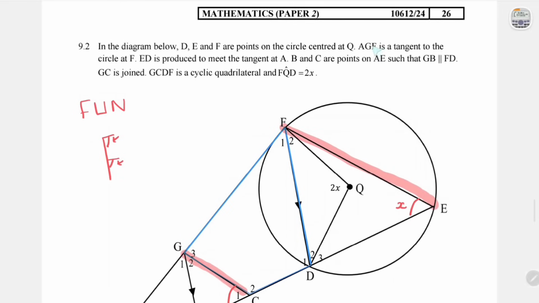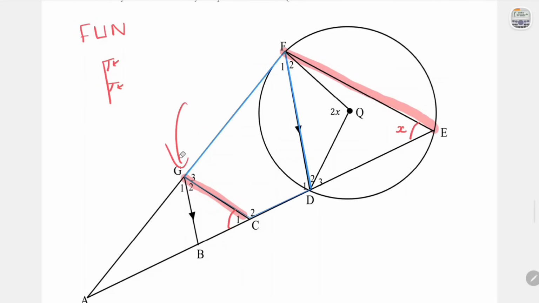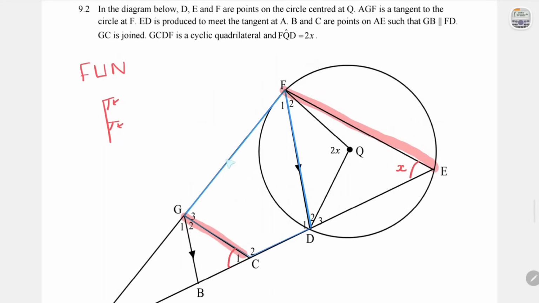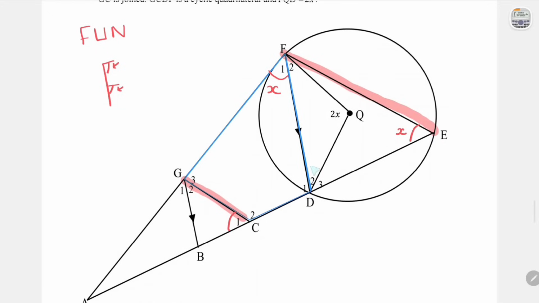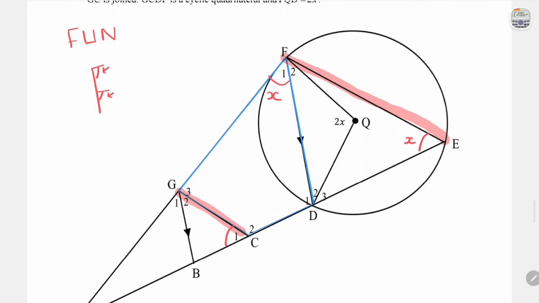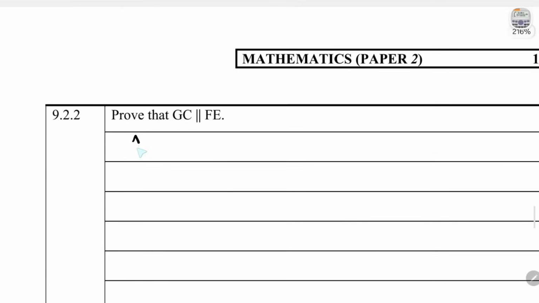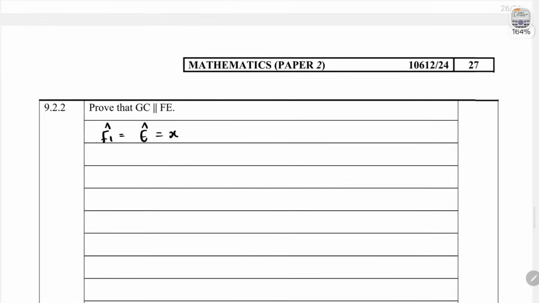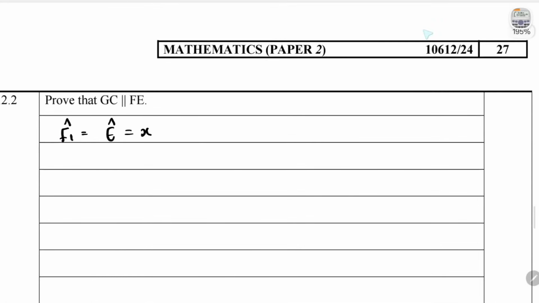Do you see that in the info they tell us that AGF is a tangent? So if this is a tangent, then it means that the angle between the tangent and this chord FD is equal to the angle at the circumference supported by that same chord. So if this is X, this is also X. And this helps us a lot because we know this is a cyclic quad. Okay, so we can start off over there. So we can tell them that angle F1 is equal to angle E, which is equal to X. And the reason it's equal to X is because of the tan chord theorem.